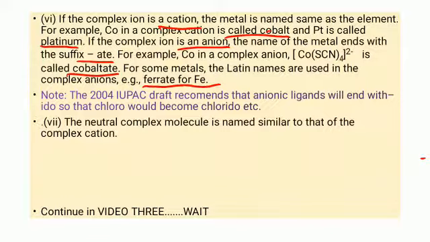If our complex entity is neutral, then it will be named similar to that of the complex cation. Try to solve formula as well as nomenclature questions in your NCERT text and back portion. This will give you a nice result. Rest is very important. Isomers we will study in video 3. Wait for that.